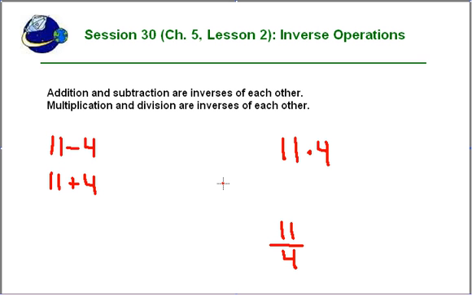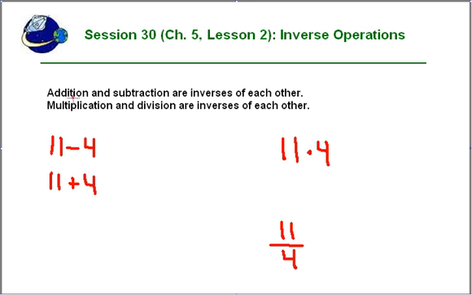Session 30, we're going to take a look at inverse operations. One way of thinking of inverse are opposites. One other way of thinking is that one particular operation may undo another one. So you can think of inverse in that way as well.